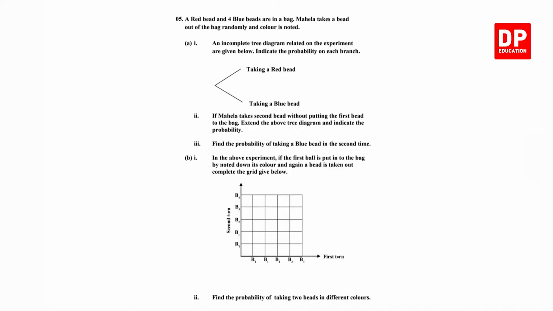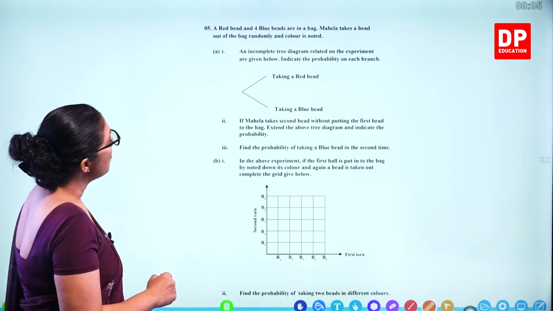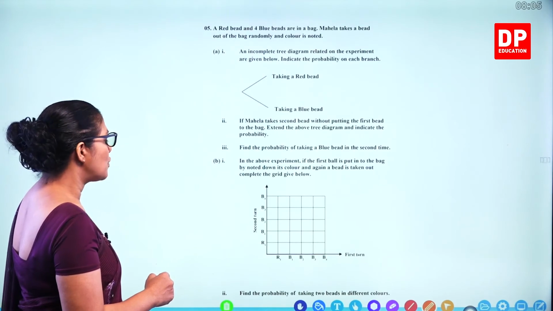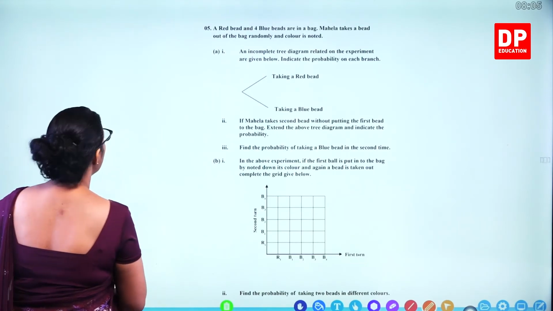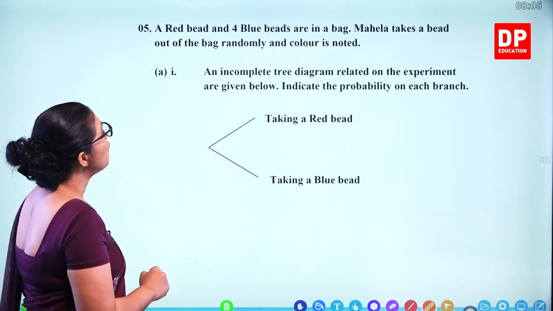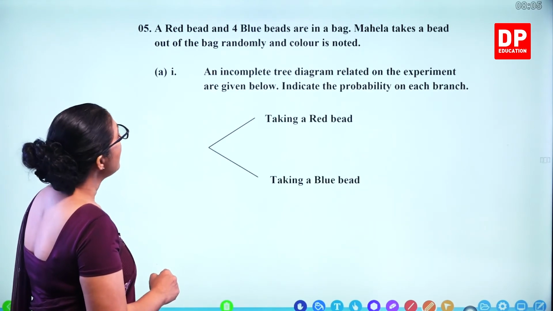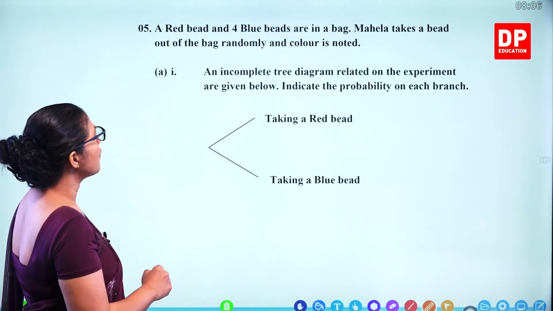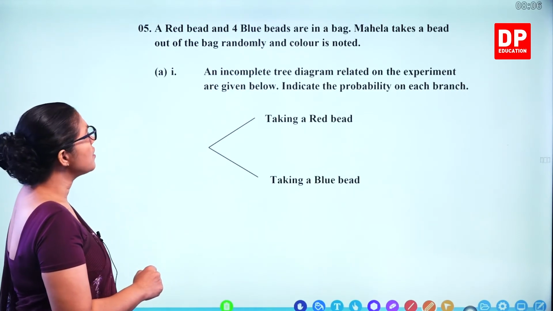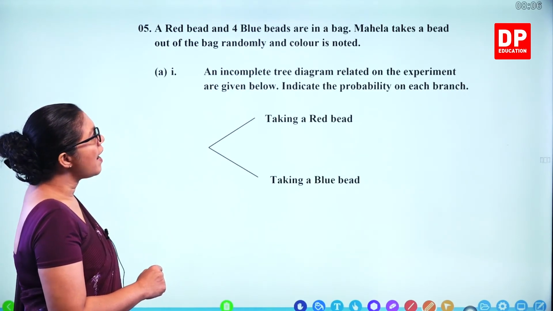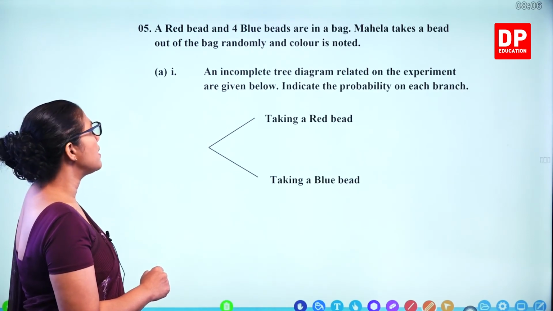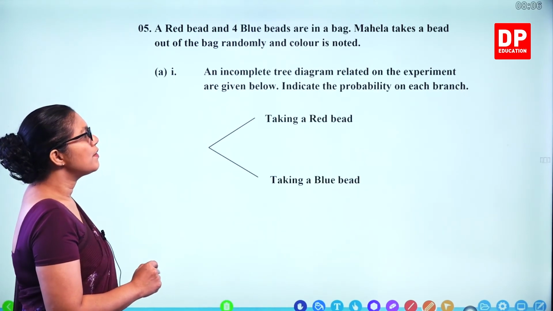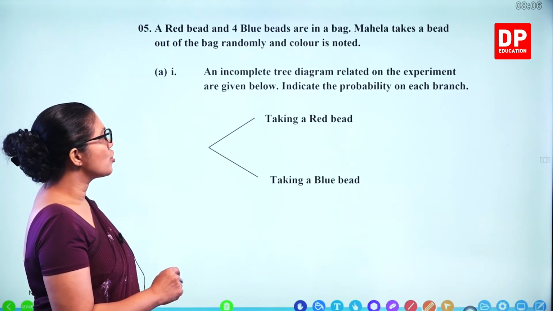Last question in paper 1. That's about probability and sample space diagrams. A red bead and 4 blue beads are in a bag. Mahela takes a bead out of the bag randomly and color is noted. An incomplete tree diagram related to the experiment is given below. Indicate the probability on each branch.